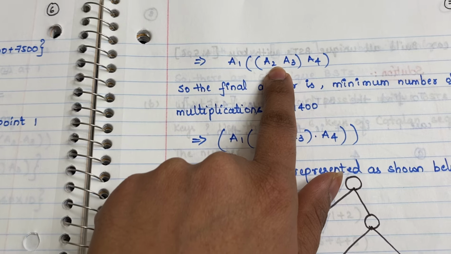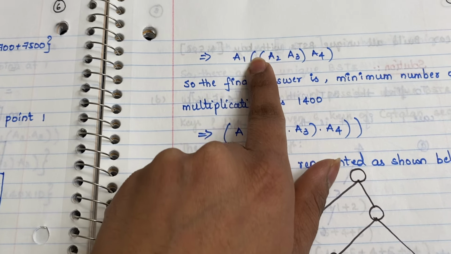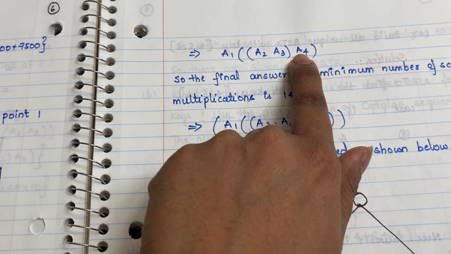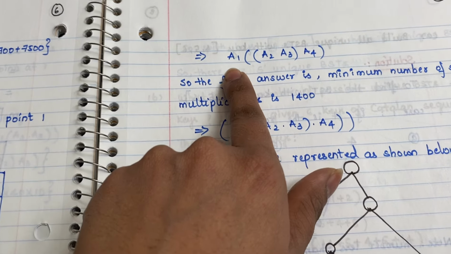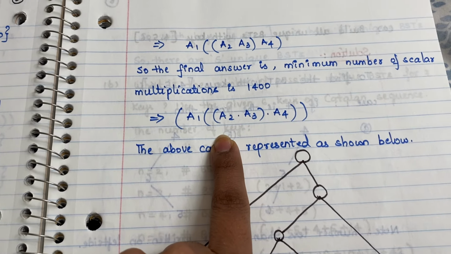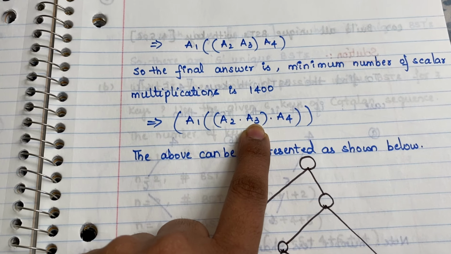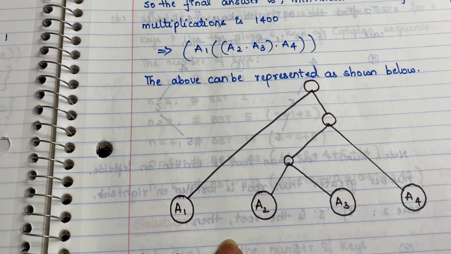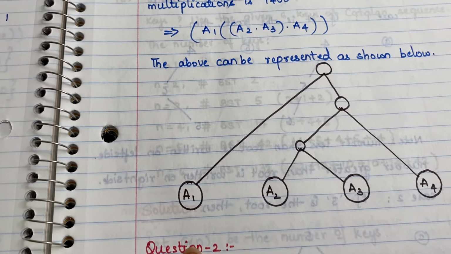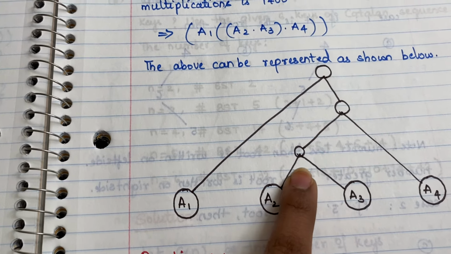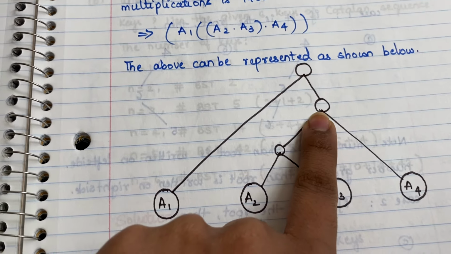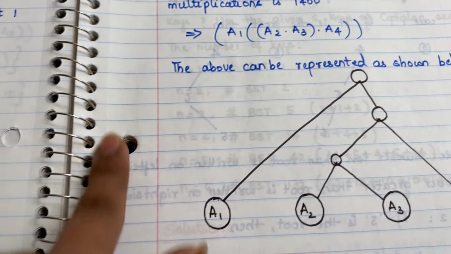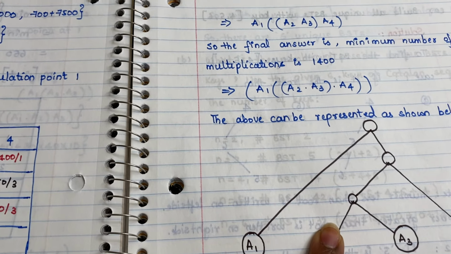So a1, a2, a3, a4. From this we have a2 and a3 calculated first, and then this product will be multiplied by a4, and this whole product will be multiplied by a1. So this is how we get a2, a3, a4, and then the whole thing will be multiplied by a1. Here we can show it as a binary tree. So here a2 and a3 are calculated, this product is multiplied by a4, and this product is multiplied by a1. So this is how we do the matrix chain multiplication for 4 matrices.